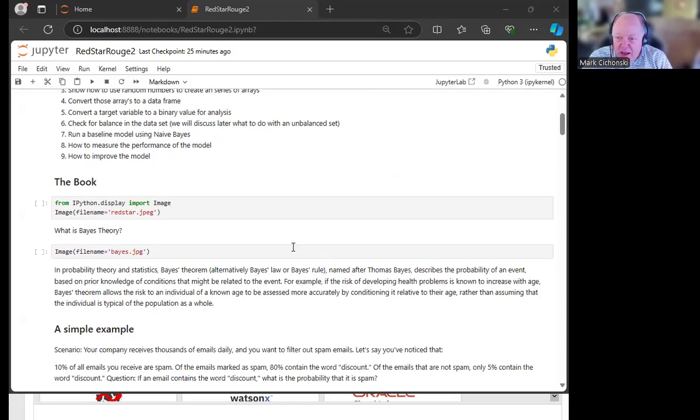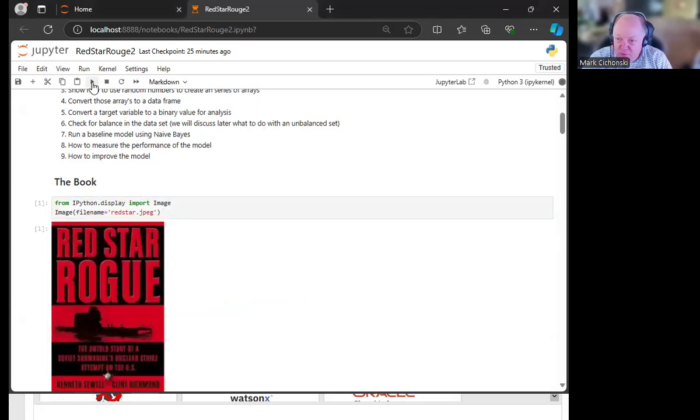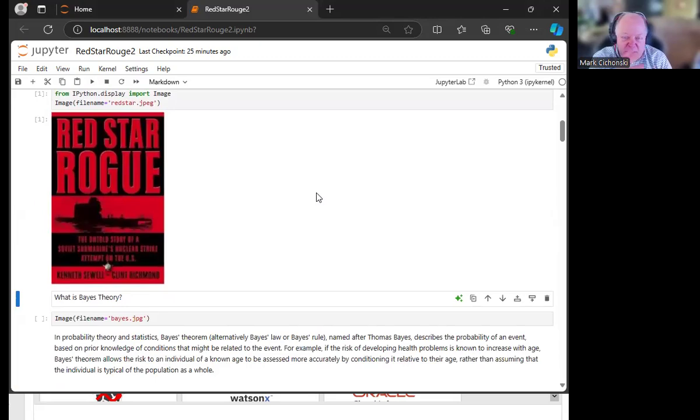So I love to go out and find old books, a lot of times in antique stores. And I found this particular one called Star Rouge. So I'm going to show you here. You use this IPython display to import an image, and you just run that and you get the image. The image has to be stored in your working directory. But this is the book called Star Rouge. And this is actually a nonfiction book and is a little scary.